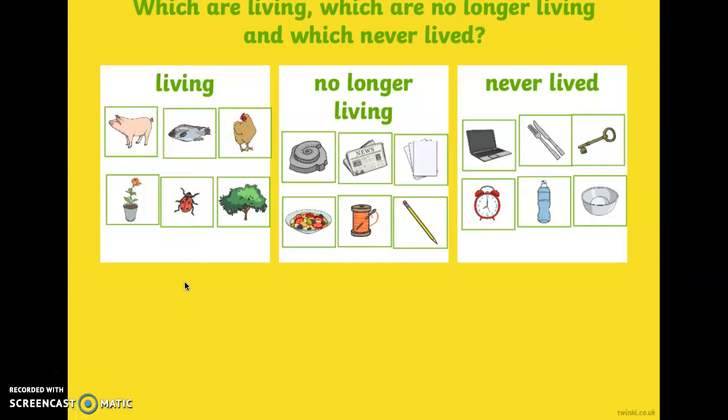Living things need to eat. They need to breathe. They need water. And they excrete waste. And by the way, they can grow and have young.